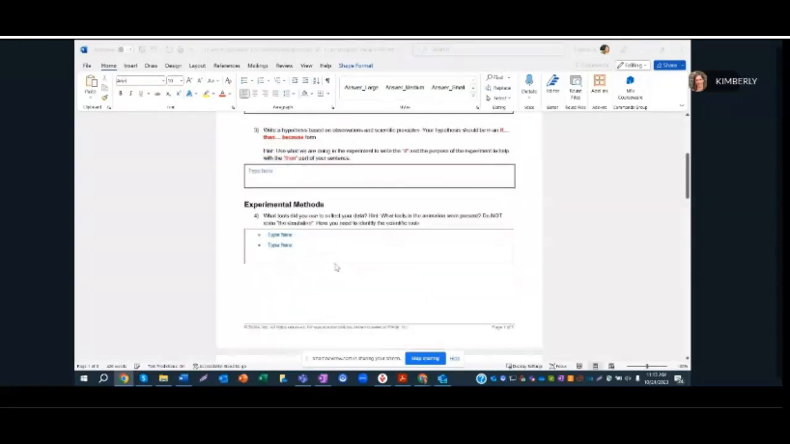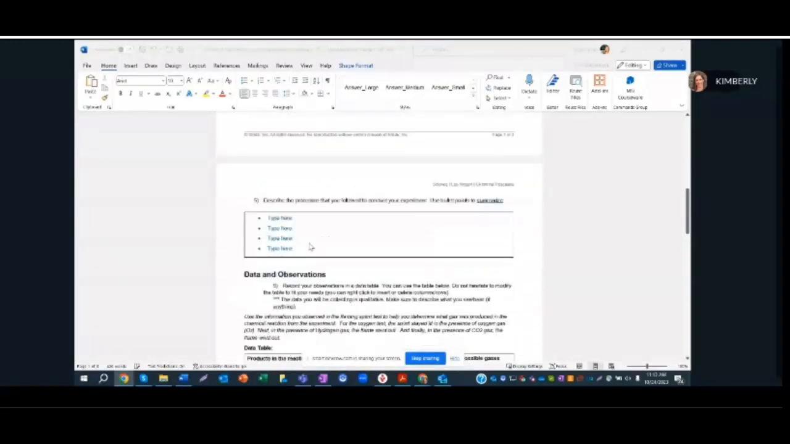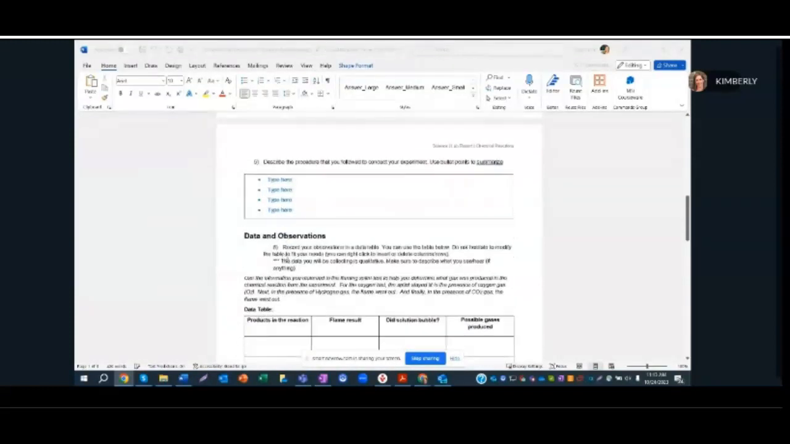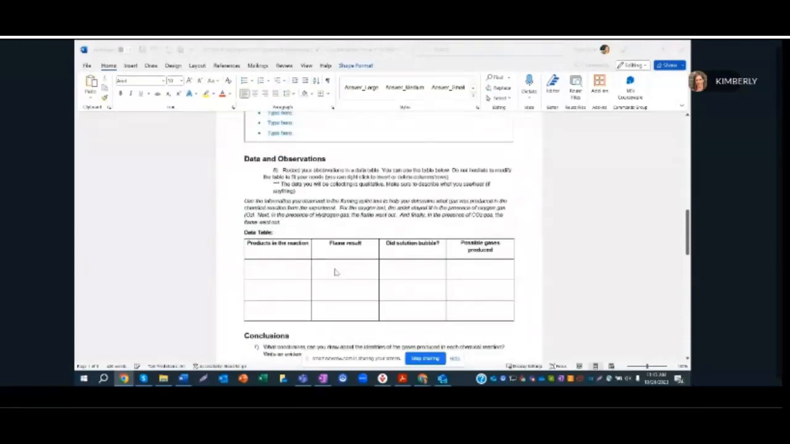We're going to identify the scientific tools that we used in this experiment. We will type out our procedure in order, numbered steps. And then if you're using the lab report that I created or updated, it gives you a data table, kind of gives you some things to fill in as you go through and do the experiment.